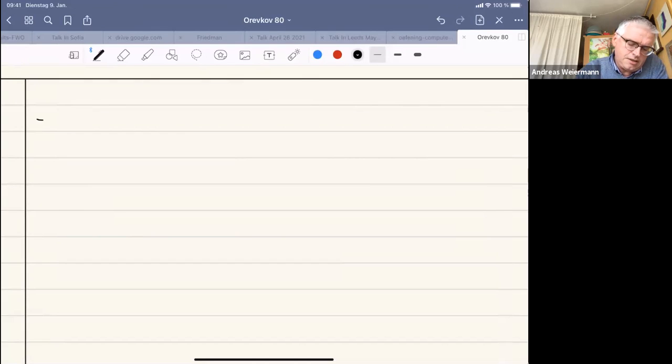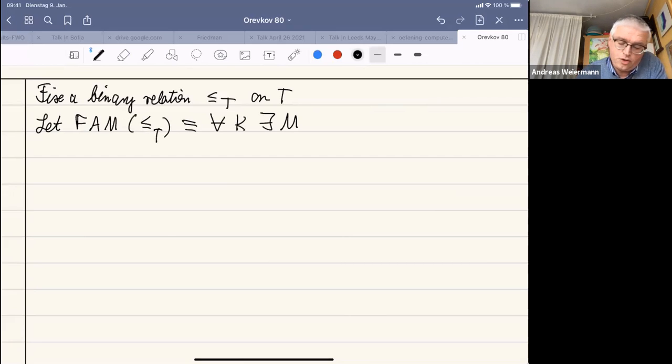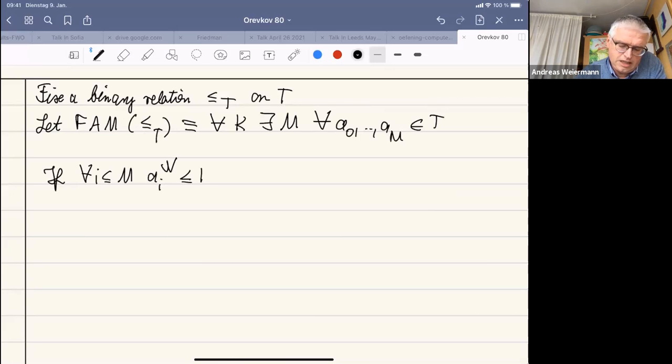No. So let a certain principle, the finitization of addition and multiplication, be the following principle. Let's first fix a binary relation, let's say such a relation on the set of terms T. And then FAM with respect to this binary relation is the following assertion. Namely, for all numbers k, we find a number m such that for all sequences of terms a0 to am, if certain property holds, if we have that for all i less than or equal to m, the numerical value of ai is bounded by, say, k plus i.